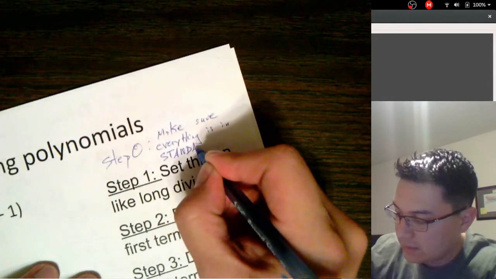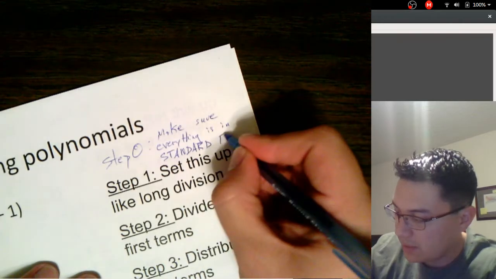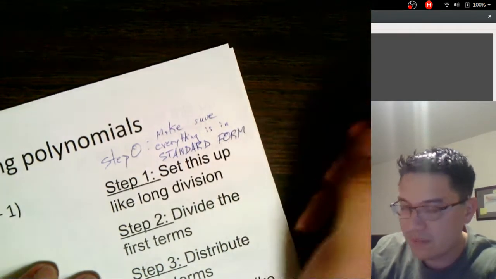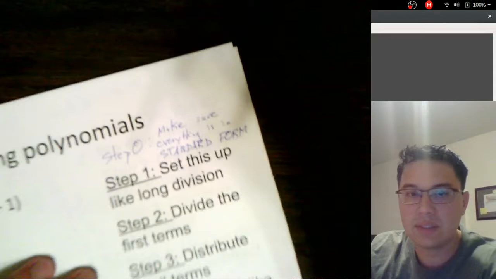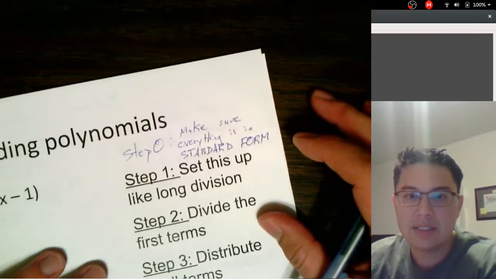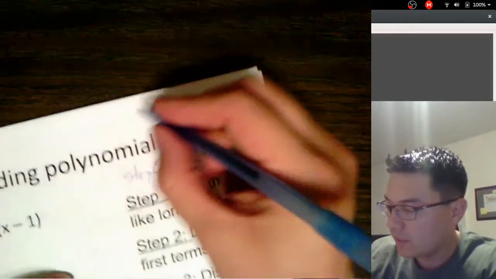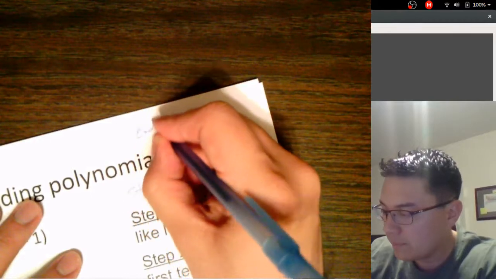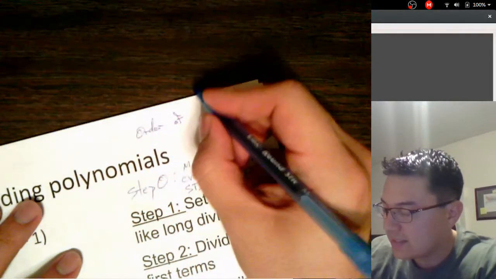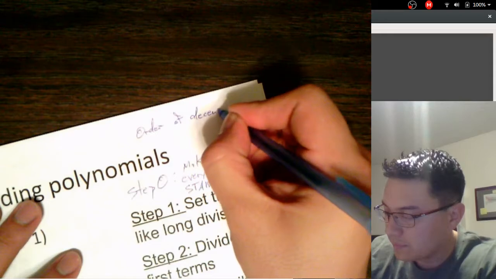So what is standard form? That's the real question here. That's a brand new term for us. We haven't heard that one before. So let's talk about what standard form is really quick. Standard form, and I'm just going to draw an arrow up here, is order of descending exponents.